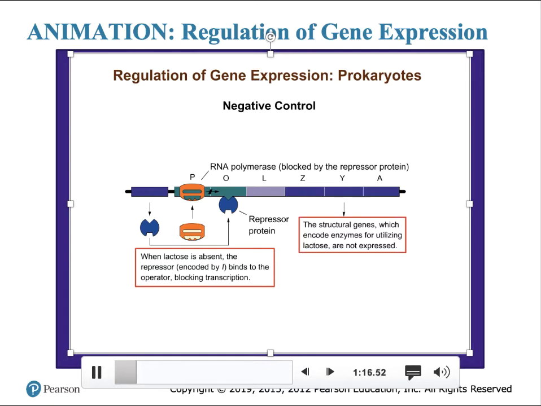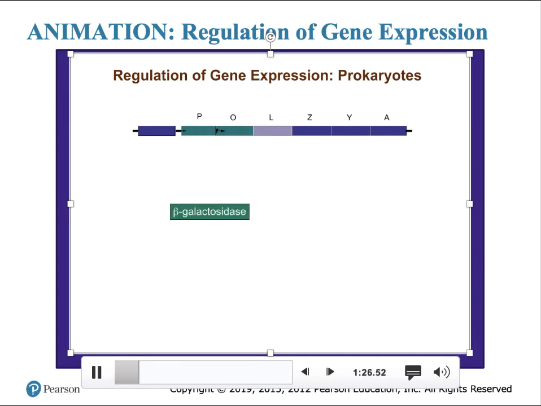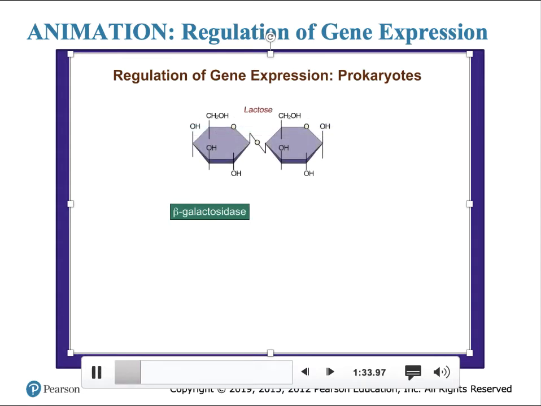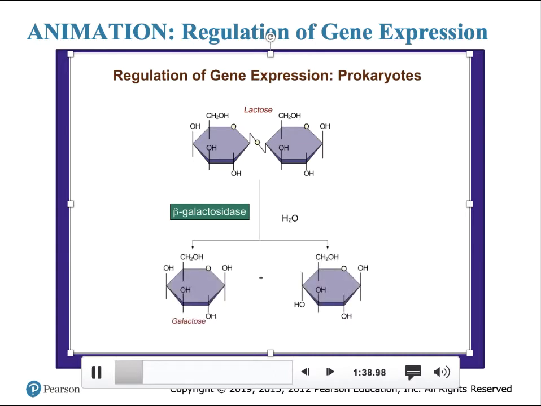The repressor is important for metabolic efficiency. It is better not to make enzymes for using lactose when lactose is absent. One of the Lac structural genes, Lac-Z, encodes the enzyme beta-galactosidase. This enzyme converts the disaccharide lactose into the monosaccharides galactose and glucose. The result of Lac structural gene expression is the cleavage of lactose into glucose and galactose. Galactose is later converted to glucose.